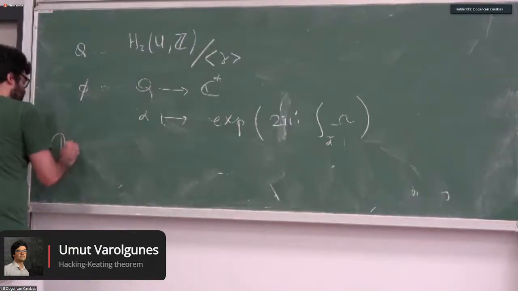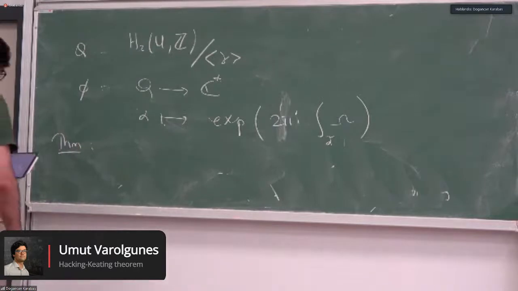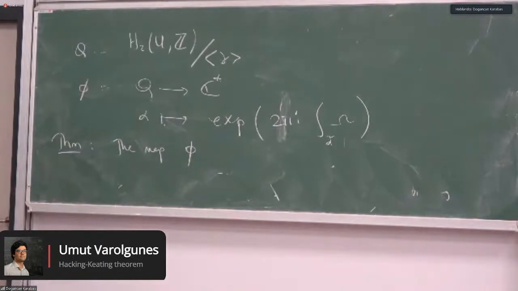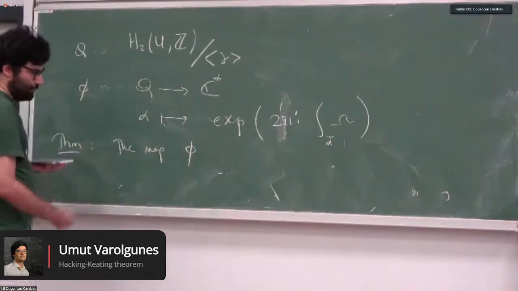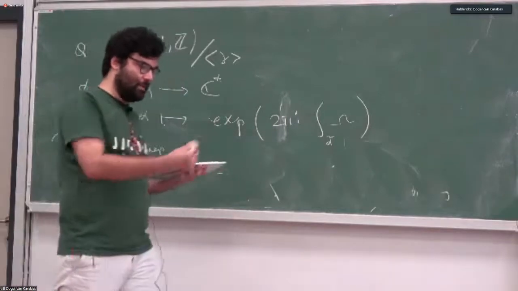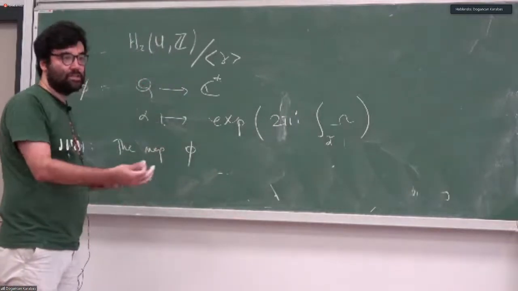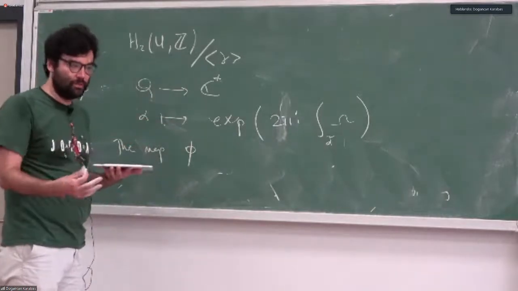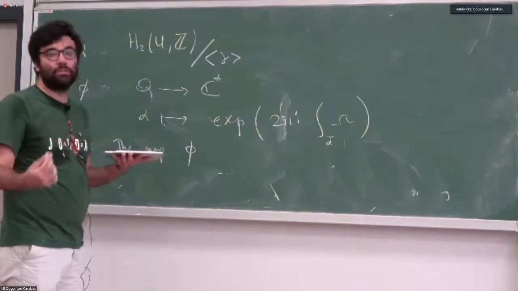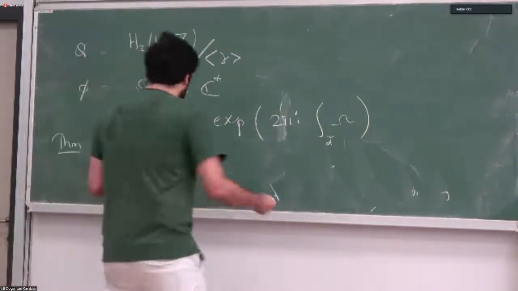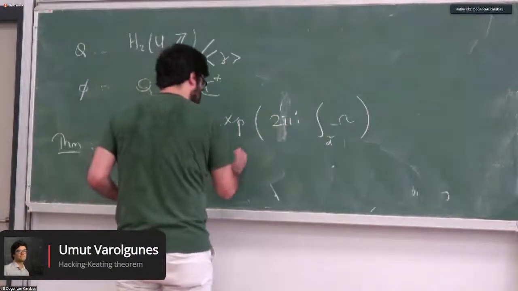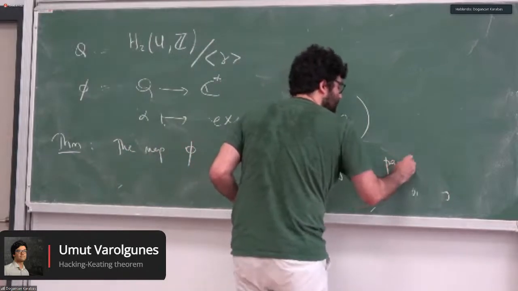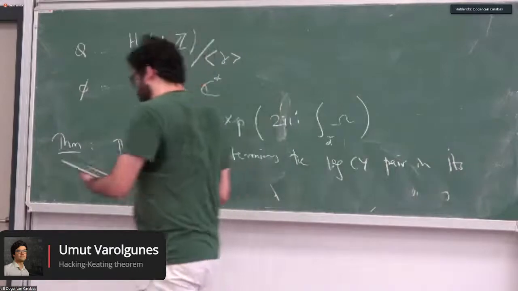And the theorem, the reason why I'm saying something about this at all, is that the map phi is some kind of period map. We know that period maps often describe, if you have a moduli space of complex structures, by looking at integrals over integral chains, you can actually distinguish different points on these moduli spaces. Okay, so the map phi determines the log Calabi-Yau pair in its deformation class.